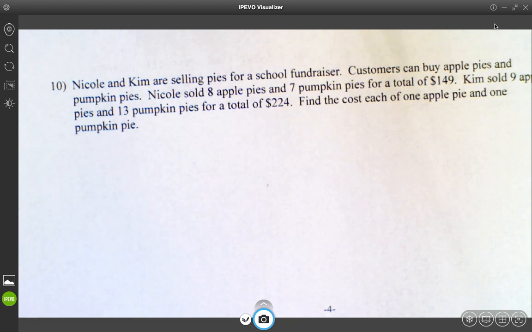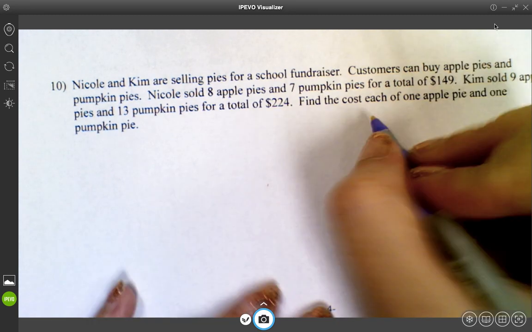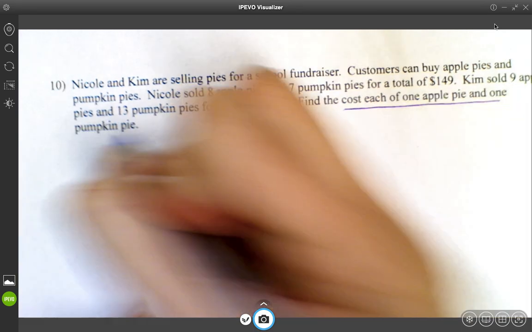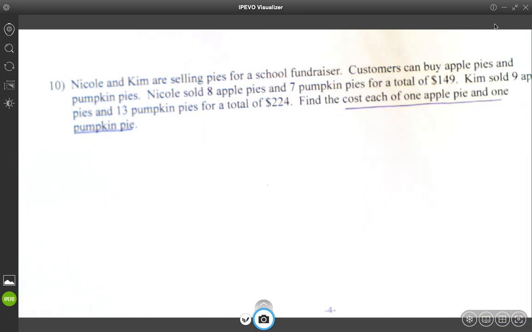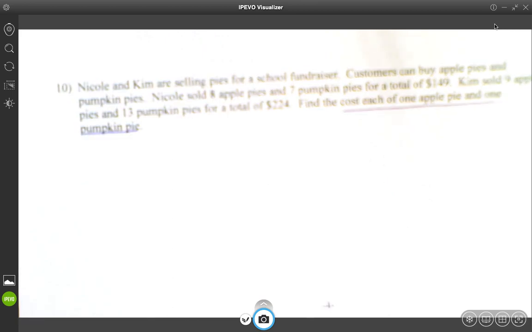All right, so if we want to look at this, it tells us Nicole sold 8 apple pies and 7 pumpkin pies for a total of $149. Kim sold 9 apple pies and 13 pumpkin pies for a total of $224. And we are finding the cost of each one. So what's the first thing we have to do? Write out your X and Y.